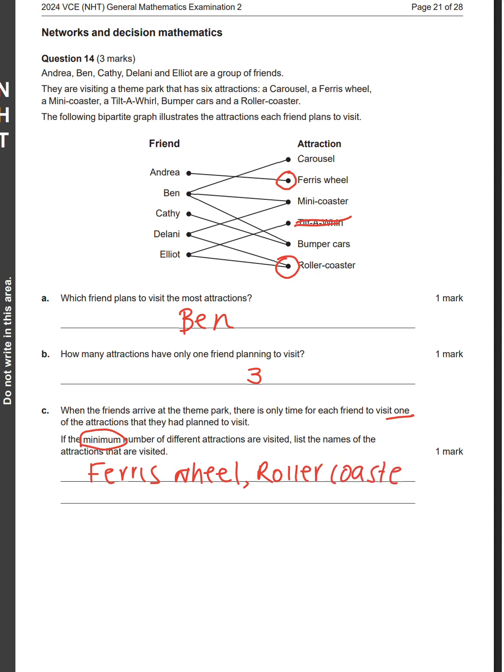Okay, and what I'm actually going to do is cross off people as I go. Andrea's done. The roller coaster gets both Delaney and Elliot. So now all we're looking at is, is there one that Ben and Kathy both will do? And it looks like there is. Ben and Kathy will both do bumper cars. So bumper cars. Okay, and that's the 3 attractions there.